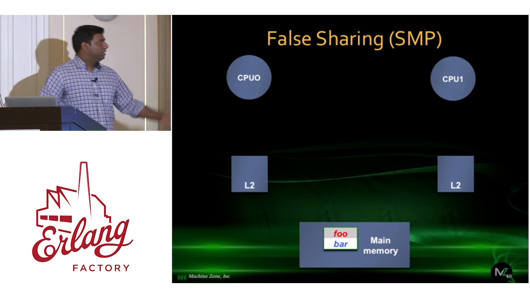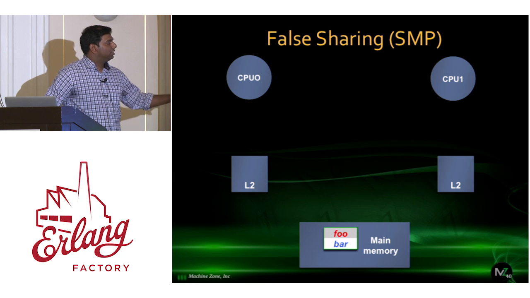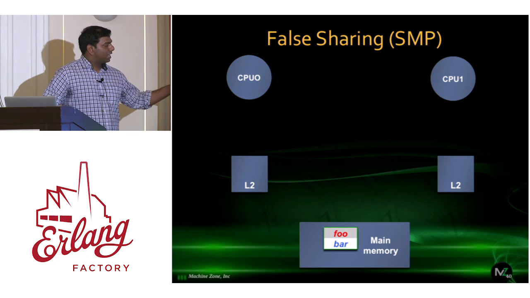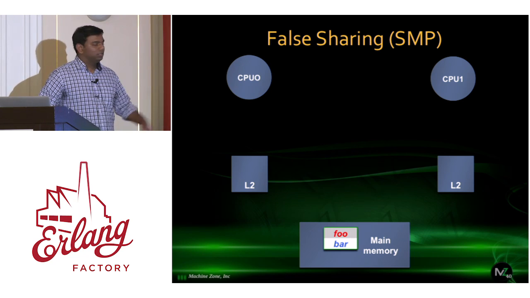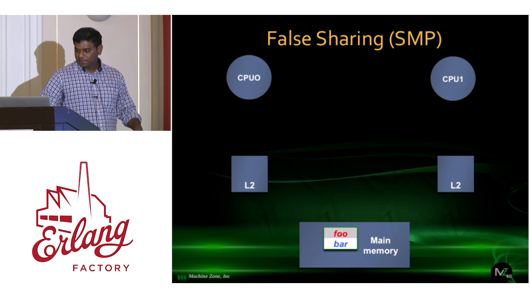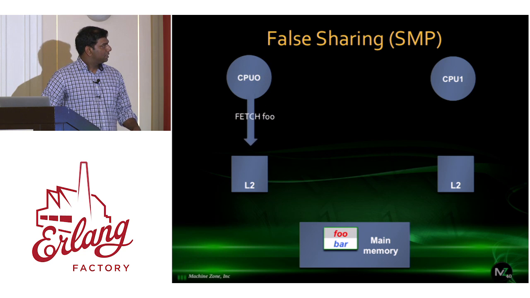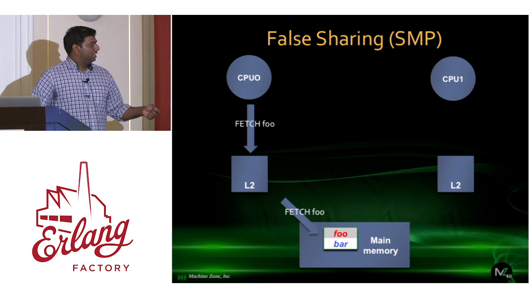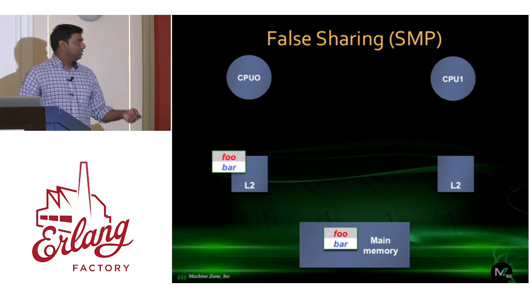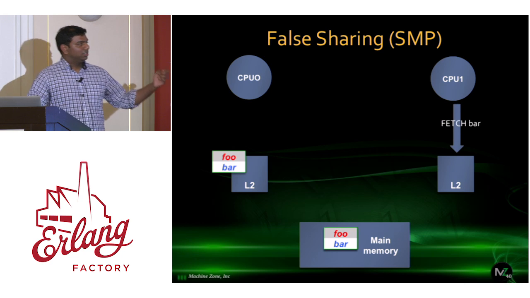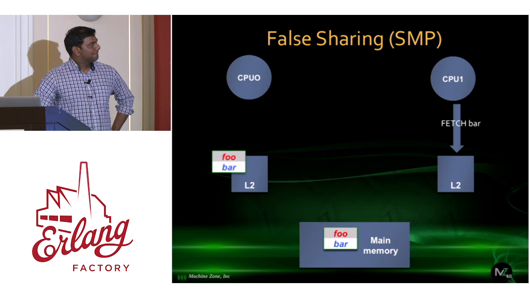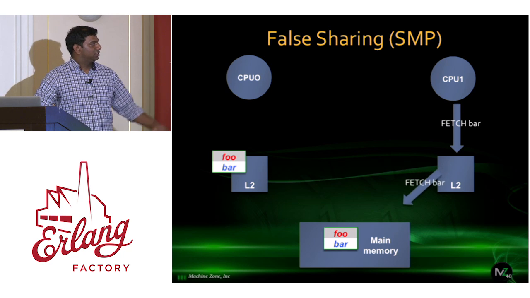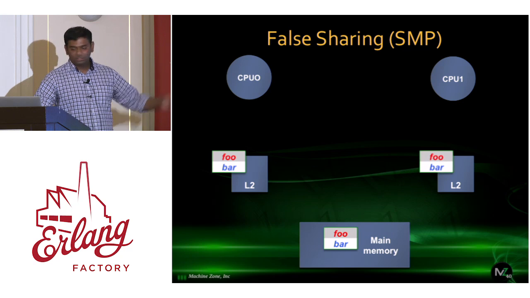So initially, if we assume this is the state, the cache line is in the main memory, and both the CPUs haven't yet touched this cache line. So if CPU 0 initially fetches the cache line, this cache line is duplicated in L2, and it also goes into internal CPU 0. CPU 1 issues a fetch, gets it into its L2, and it is also in its L1.